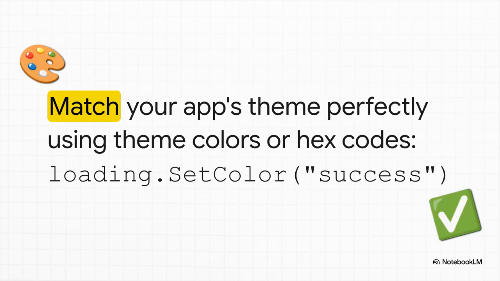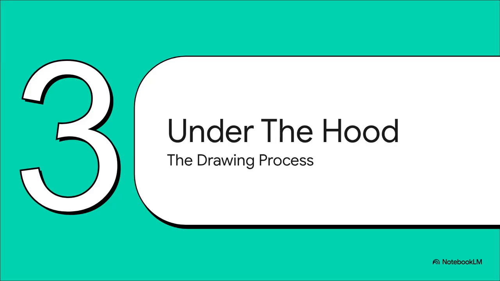And of course, you've got to make it match your brand, right? So you can use these handy theme colors like Primary or Success, which is awesome. But if you need to be super precise with your branding, you can just drop in a specific hex code. You get total control.